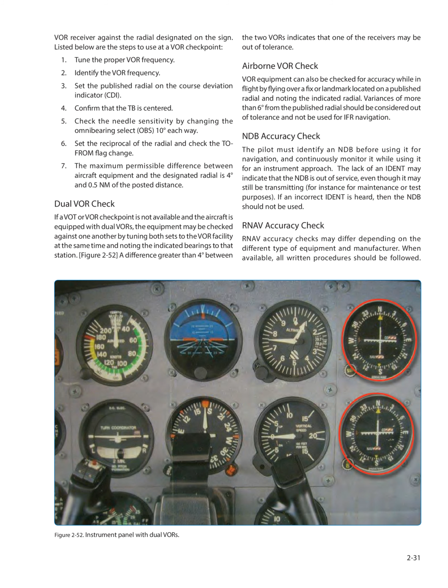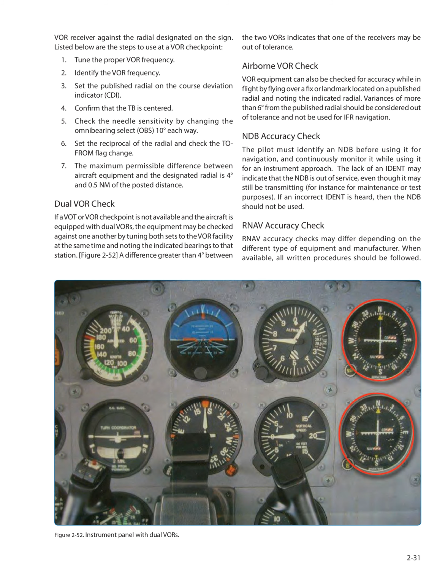Airborne VOR check. Equipment can also be checked for accuracy while in flight. Set the published radial on the course deviation indicator by flying over a fix or landmark located on a published radial and noting the indicated radial. Variances of more than 6 degrees from the published radial should be considered out of tolerance and not be used for IFR navigation. 5. Check the needle sensitivity by changing the omnibearing select, OBS, 10 degrees each way. 6. Set the reciprocal of the radial and check the to/from flag change. 7. The maximum permissible difference between aircraft equipment and the designated radial is 4 degrees, and half a nautical mile of the posted distance.